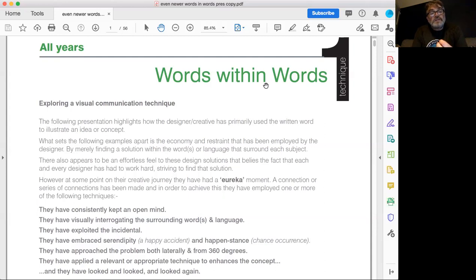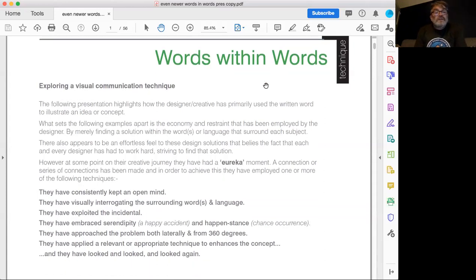There also appears to be an effortless feel to these design solutions that belies the fact that each and every designer has had to work very hard to strive to find the solution. However, at some point on their creative journey, they've had a eureka moment. A connection or series of connections has been made, and in order to achieve this, they've employed one or more of the following techniques. They have consistently kept an open mind.